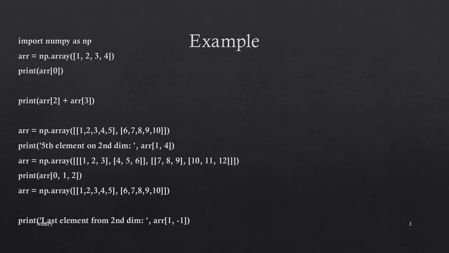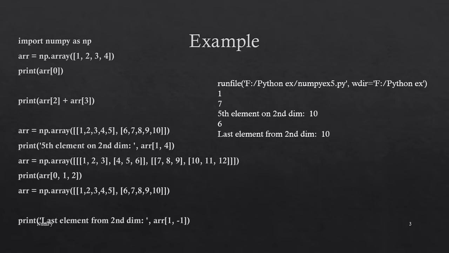For that we are importing the numpy package and creating an n-dimensional array using the method np.array. The statement print arr of 0 will print the array element at the 0th index location. The element at the 0th index location is 1, so see, the output is 1. Print arr of 2 plus arr of 3 will take these two elements and find the sum. The element at the second index location is 3, the third is 4, and the sum is 7. So the result is 7.